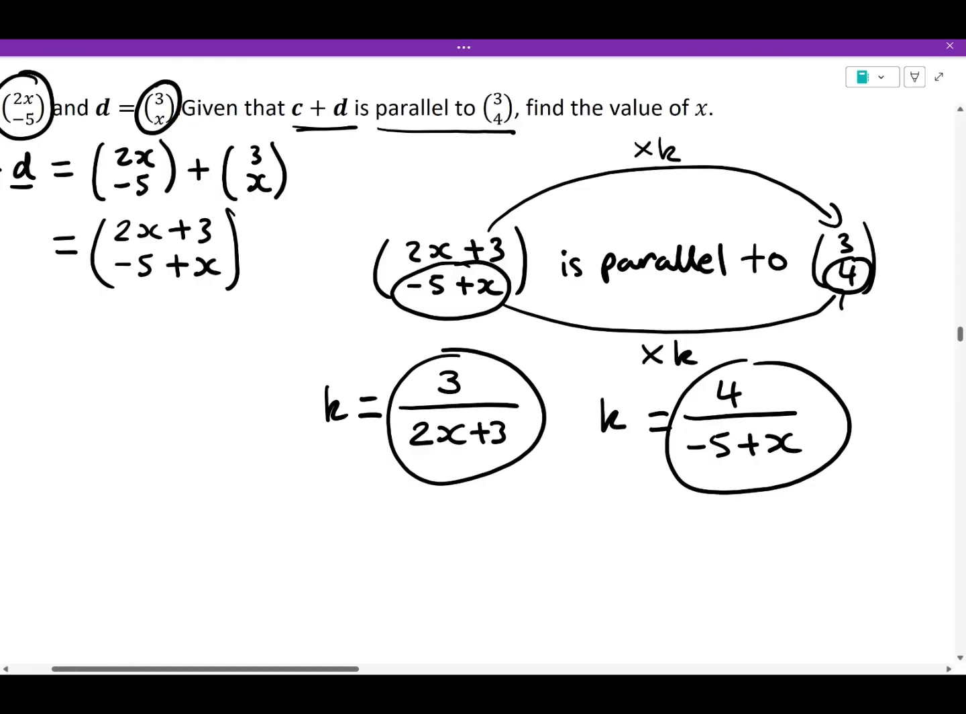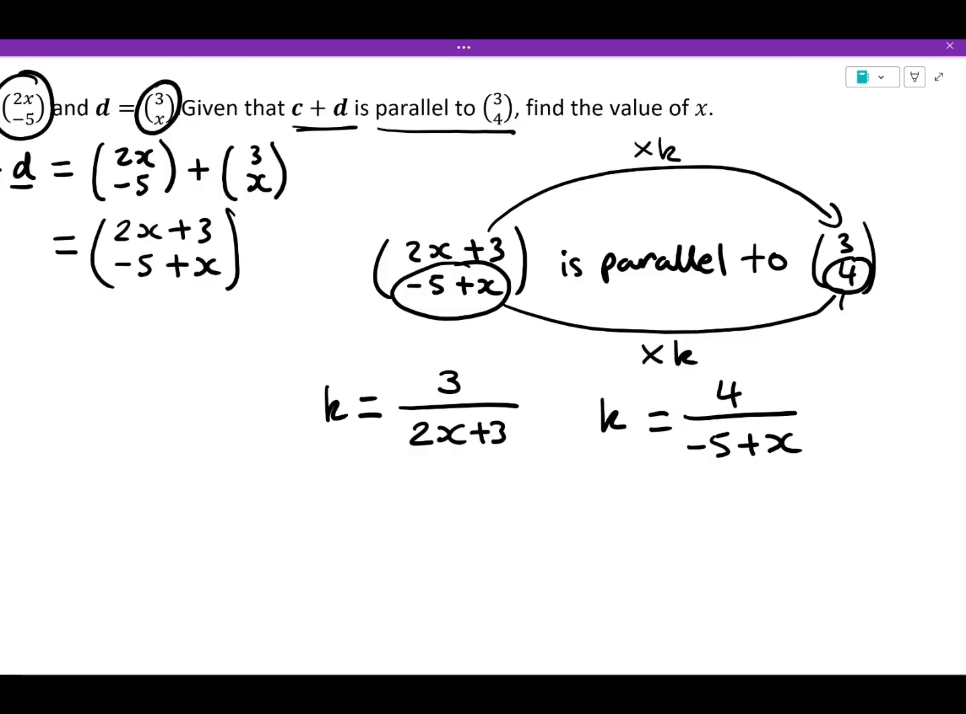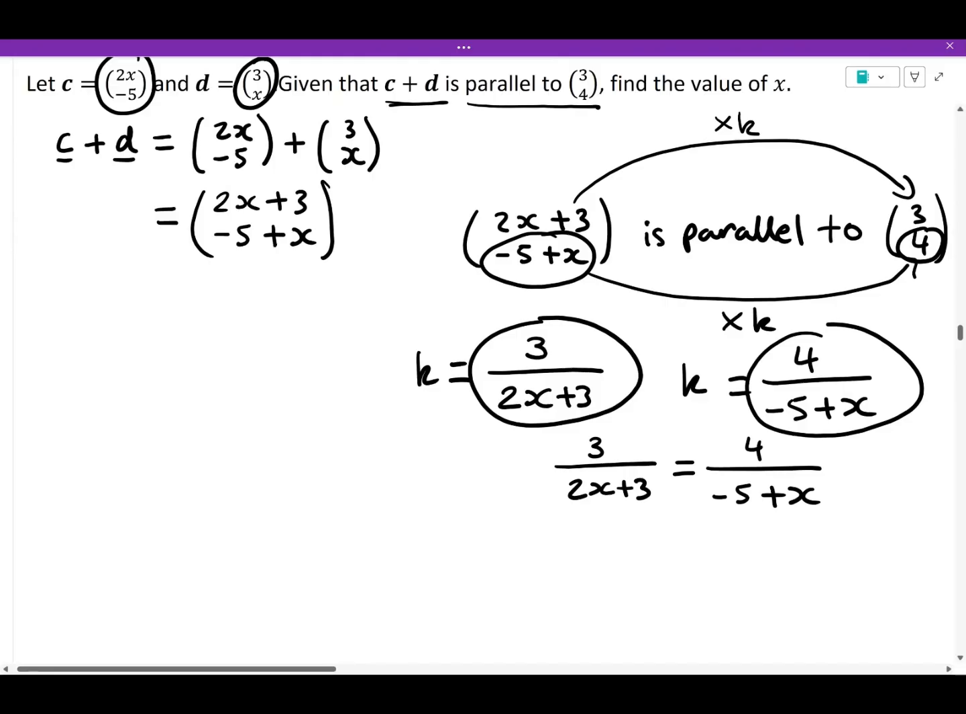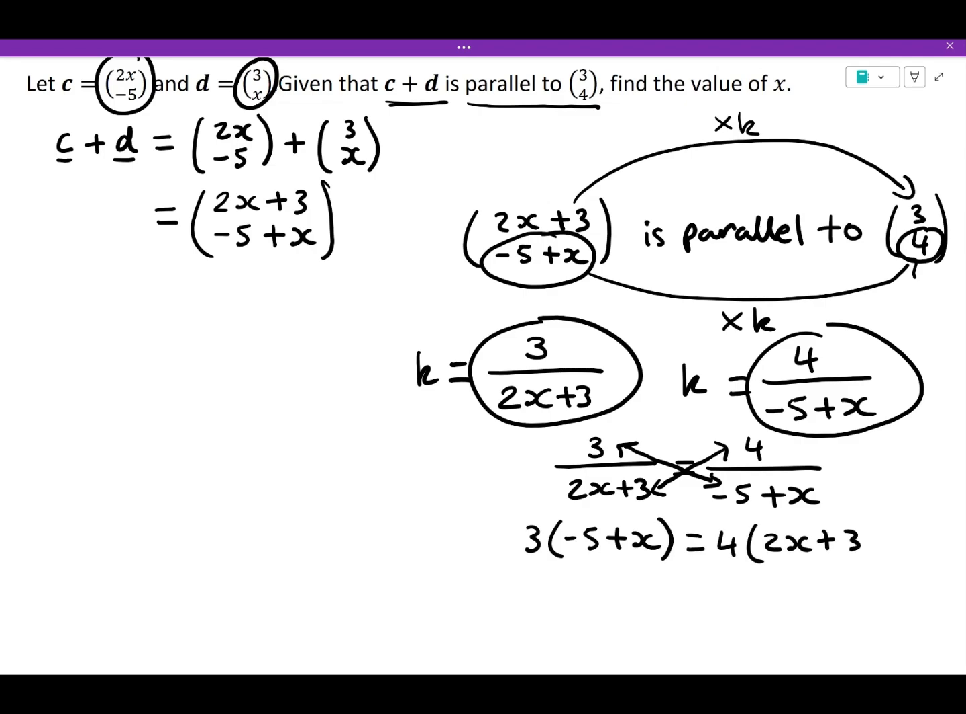Well, if they're both equal to k, then both these fractions must be equal to each other. So I can say that 3 over 2x plus 3, which is this fraction here, must be equal to this fraction here, which is 4 over negative 5 plus x. So now I have an equation I can solve for x, so we can cross multiply. We're going to multiply the 4 by this denominator, and we're going to multiply the 3 by this denominator here. Okay, so on the left-hand side, if I keep the 3 there, we've got 3 lots of negative 5 plus x is equal to 4 lots of 2x plus 3, like that.